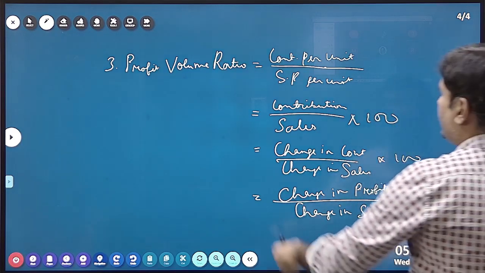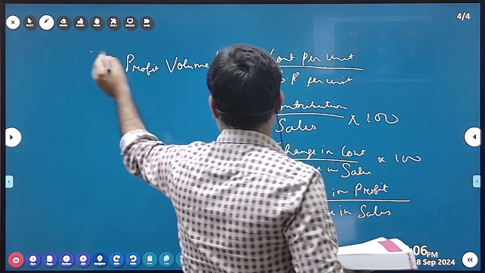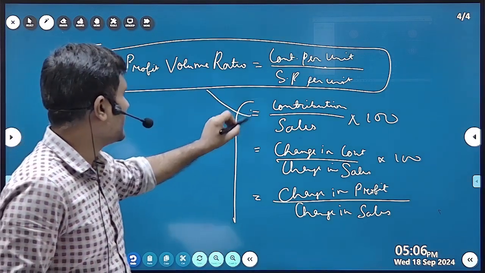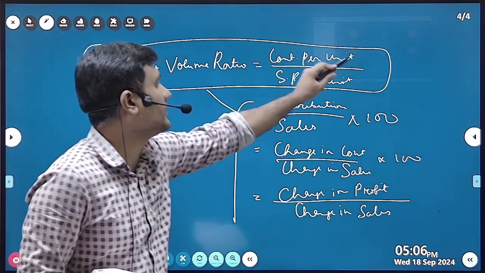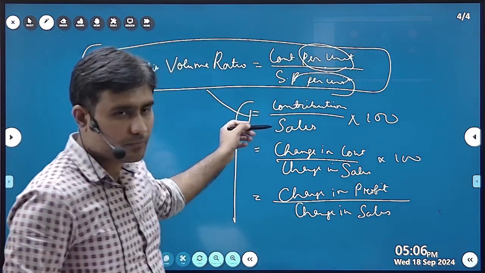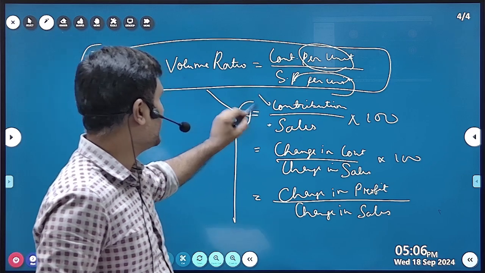So these are all derived formulas. The main formula is this. From this formula we have derived this contribution. When per unit figures are not given, then total figures are given, then we divide the total figures.